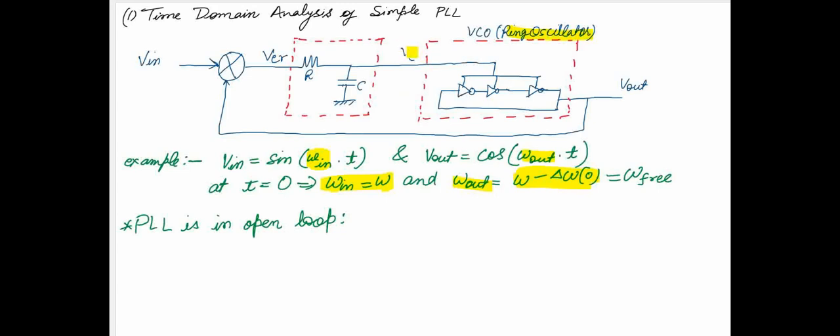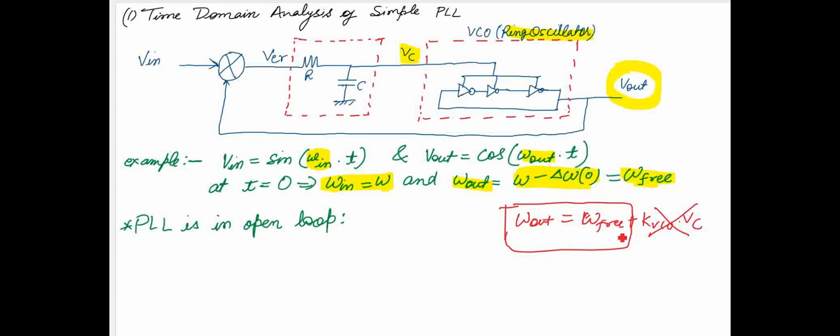And you know that Vc is equal to 0 at t equal to 0. Since Vc equals 0, whatever frequency you are getting at output is equal to omega free. That's why I wrote this. I'm explaining this omega out. We know that it is K omega free plus KVCO Vc. At t equal to 0, your Vc equals 0, so this is cancelled out. So whatever omega out is there at t equal to 0, that is your omega free.